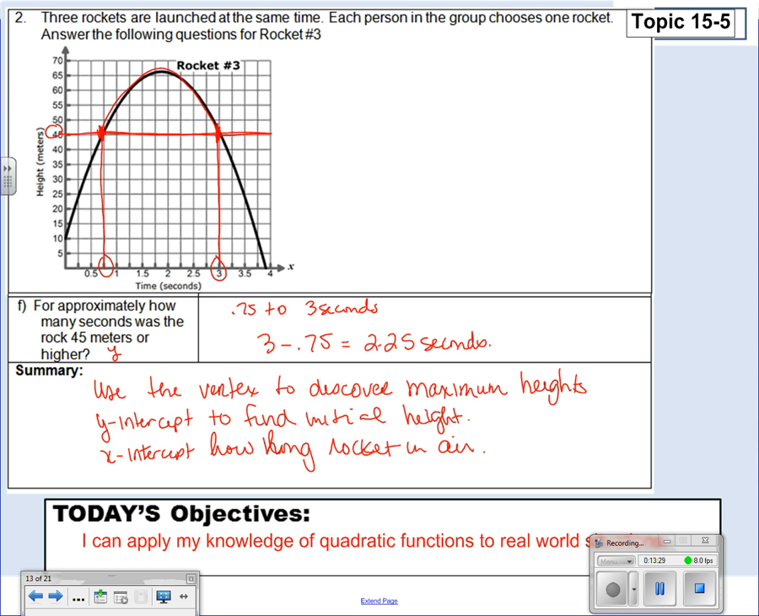When it came to the pen, we used the vertex, not the y-intercept, to determine the maximum area. So this first part was for the rocket, and then for the pen, we used the vertex to determine the maximum length to get the maximum area. This concludes topic 15.5.